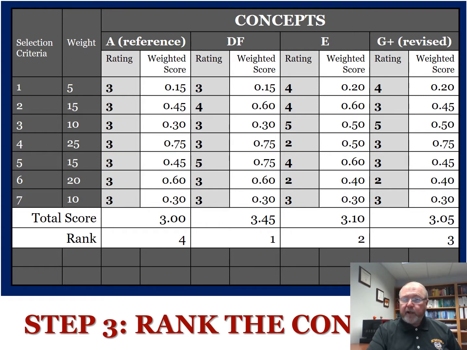For DF, that combined concept, we do similar things. So for example, this 0.60, we obtain that by taking the weight for the criteria, 0.15 in decimal form, times the rating, 4, equals 0.60. And we do that for each of these. And eventually we would get a sum of 3.45. For E, 3.10. For G+, 3.05. Do you have a clear winner? Well, I don't know that we have a clear winner yet.